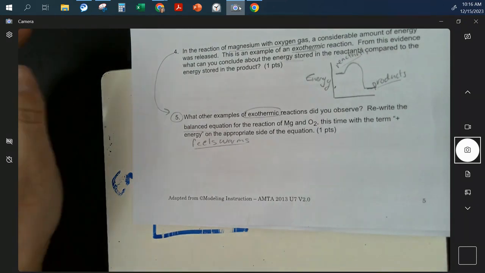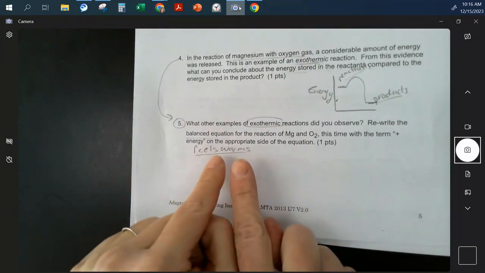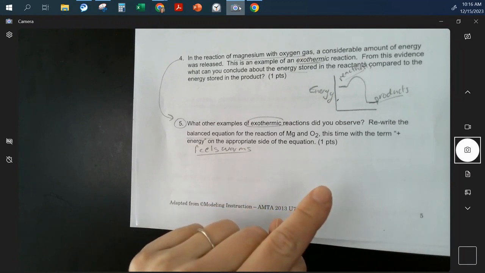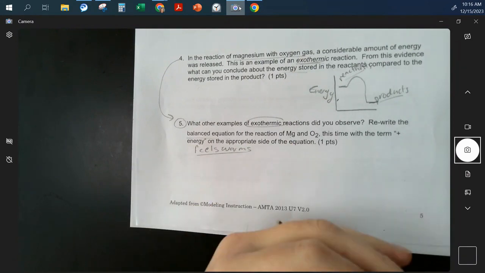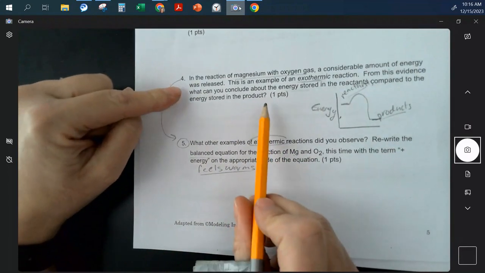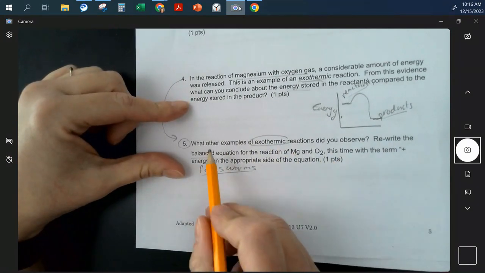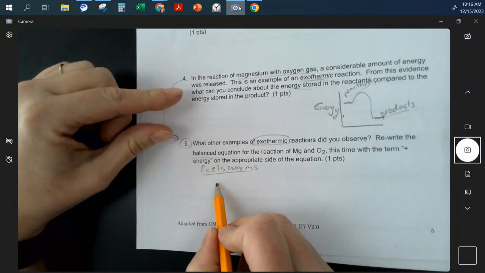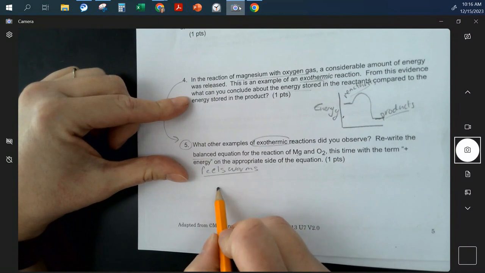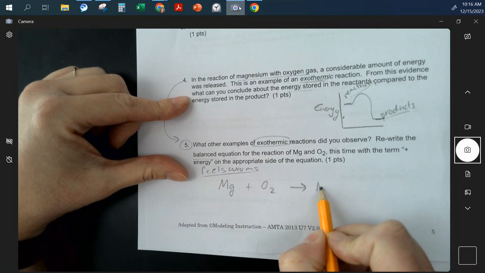So look through that. It's saying this time write the term energy on the appropriate side. Let's look at it, it tells us that this one for sure was exothermic. So let's do that one together. It says write the balanced equation. So we know that the first reaction was magnesium metal plus oxygen gas gave us magnesium oxide.